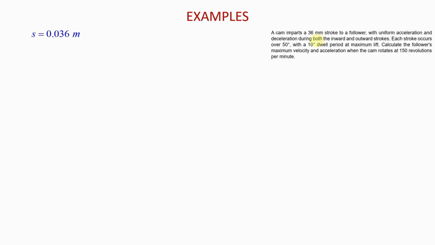And so we are also told that the strokes occur over 50 degrees. So when it is rising and falling, it does that over 50 degrees. So theta is 50, but remember, you need to change that 50 degrees to radians because theta is the angular displacement of the cam in radians. So this is what we will do. We will change 50 to radians, and you just need to multiply by pi over 180, and you will find it to be 5 pi over 18.